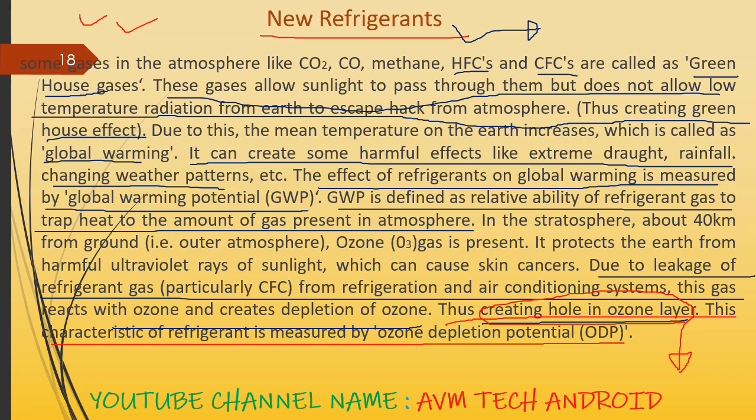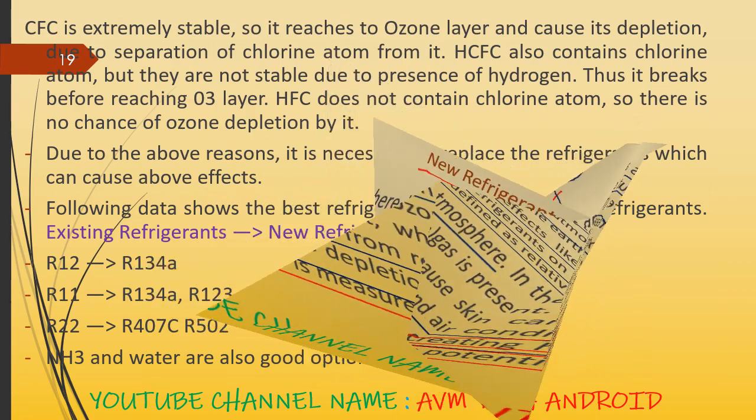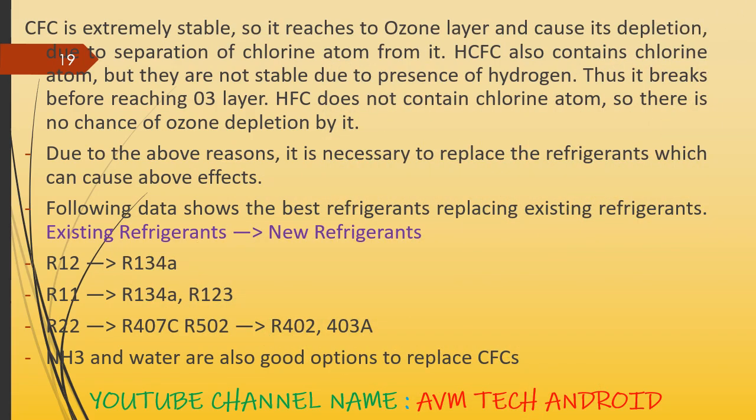So CFC is extremely stable, so it can reach the ozone layer and cause its depletion due to separation of chlorine from it.